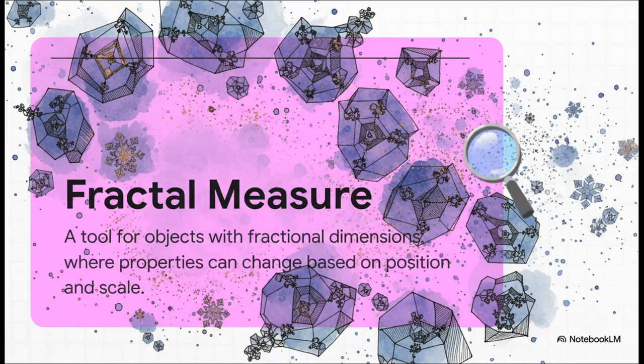The secret sauce here is something called a fractal measure. Now, that sounds complicated, but the idea is actually pretty cool. It's a new mathematical tool that lets us describe systems where things aren't uniform. So instead of a property having one single fixed value, it can change based on its exact position and the scale you're looking at. This is the new tool we've been needing.